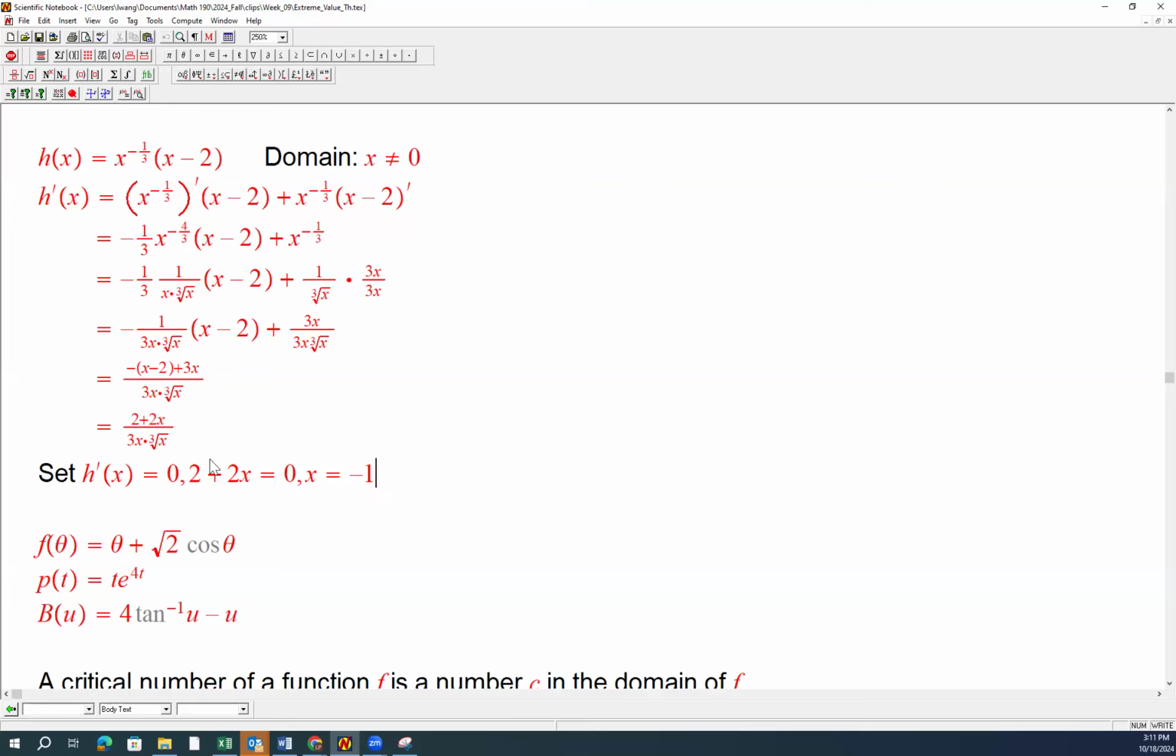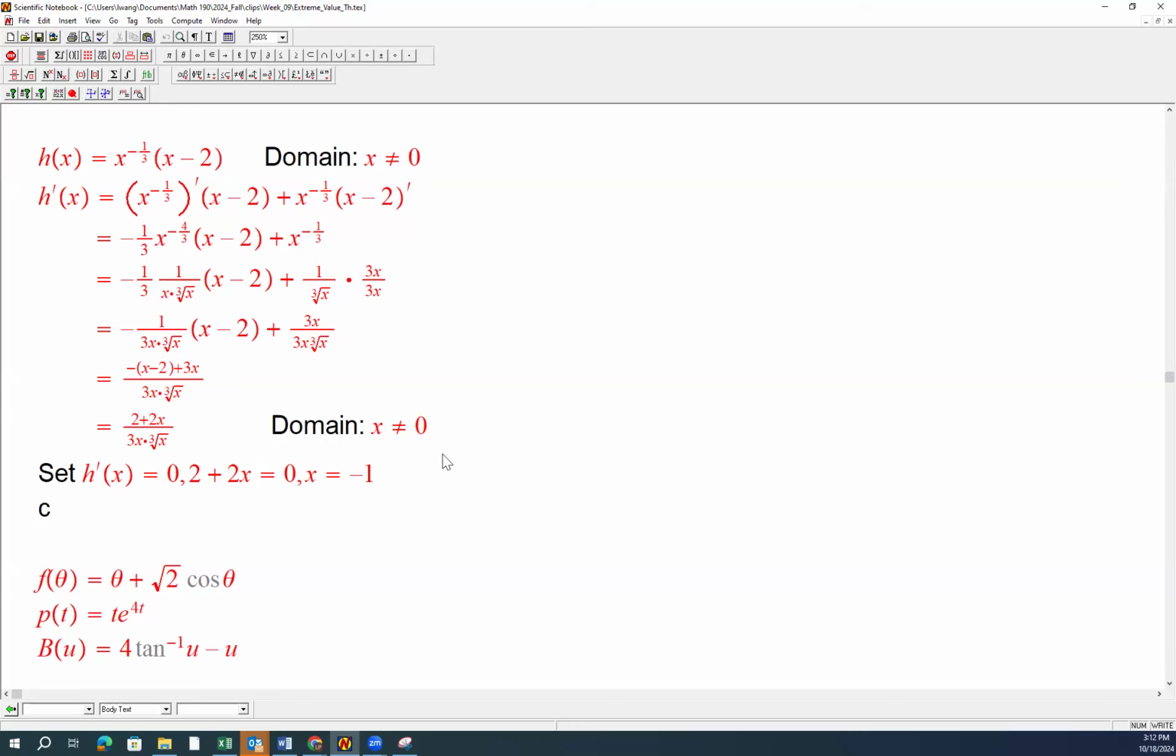And let's look at the domain. The domain of the derivative has not changed. We just have x times the cubic root of x, so the domain is still x not equal to 0. So in this question, in the end, the critical number is x equals negative 1.